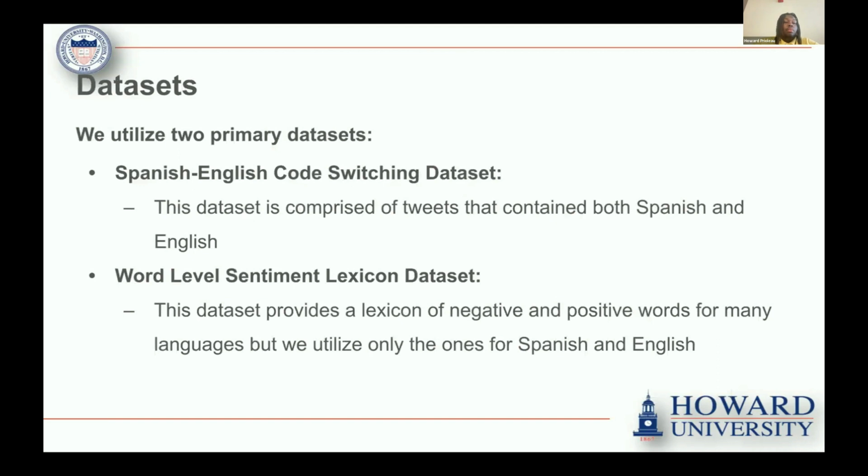The data sets that we primarily used in this research were the Spanish English code switching data set, which is comprised of tweets that contain both Spanish and English. And then our word level sentiment lexicon data set provided our ground truths of negative words and positive words per language. They also have a lot more languages, but we only utilized the ones for Spanish and English.